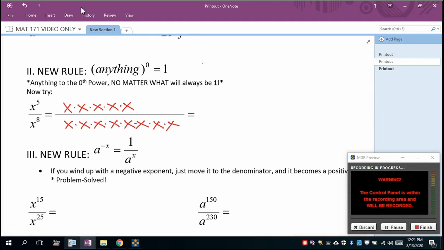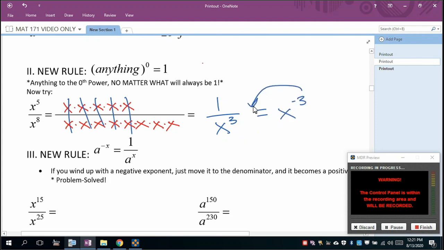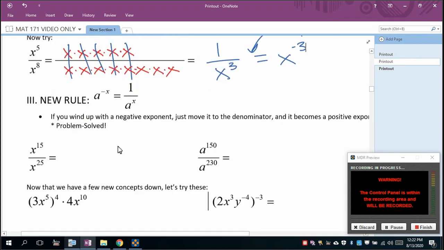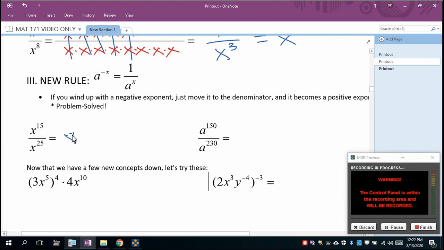So, we can cross out individual powers of x, and this will be 1 over x to the 3rd, or x to the negative 3rd. So, this works both ways. So, if you have something to a negative power, you would rewrite it as 1 over that to the positive power. So, in this case, we would have x to the negative 10, which would become 1 over x to the 10th. Now, for this one, we would have a to the negative 80, which ultimately becomes 1 over a to the 80th.